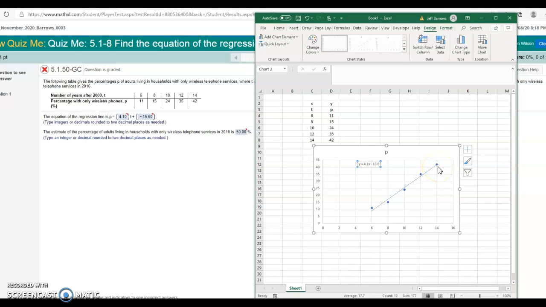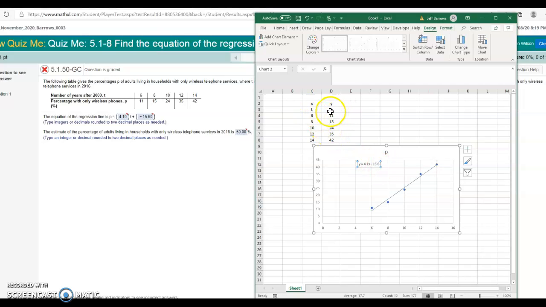That's a little out of scope for now, but when we talk about differentiation, there's an element of that which helps you find this equation, basically the line that minimizes the distances from the points to the line. So this line looks pretty good. You see the equation: this line is y equals 4.1x minus 15.6.